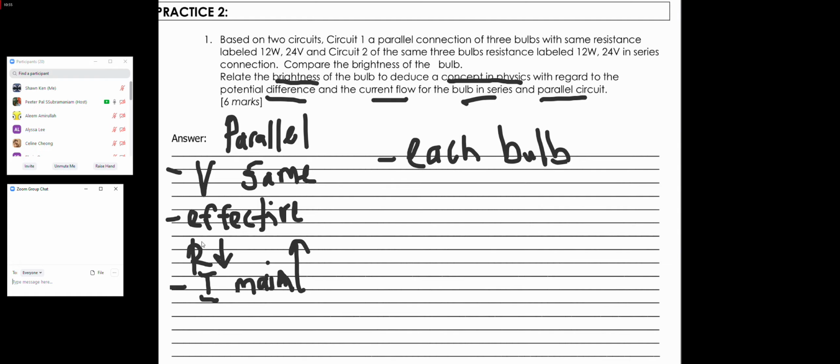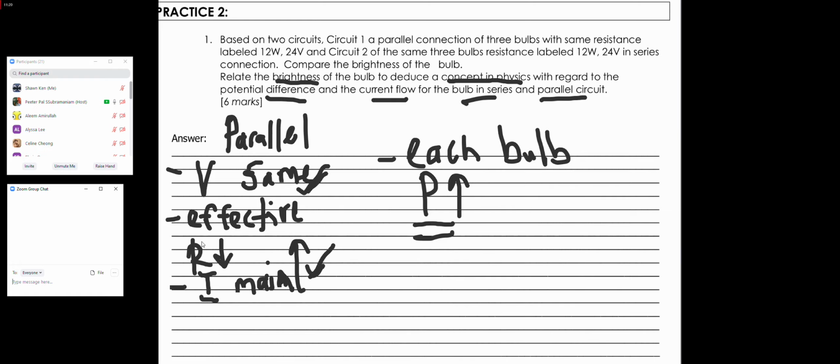The next thing to understand about parallel: each bulb produces a bigger power. Why? Because each bulb has a higher current and higher voltage across it. So comparatively, the parallel arrangement was brighter.